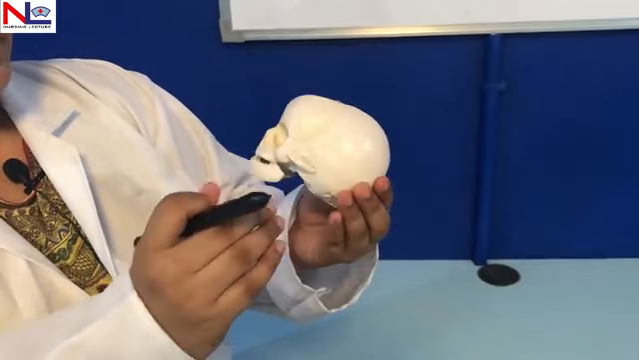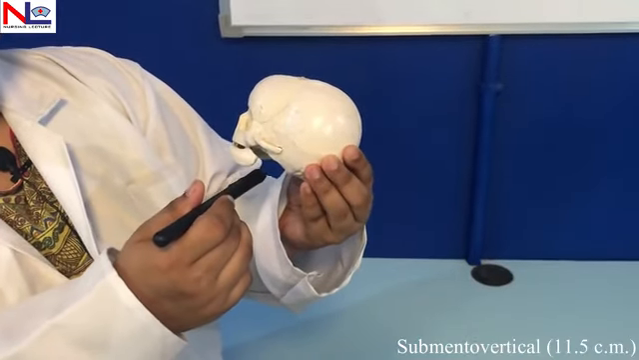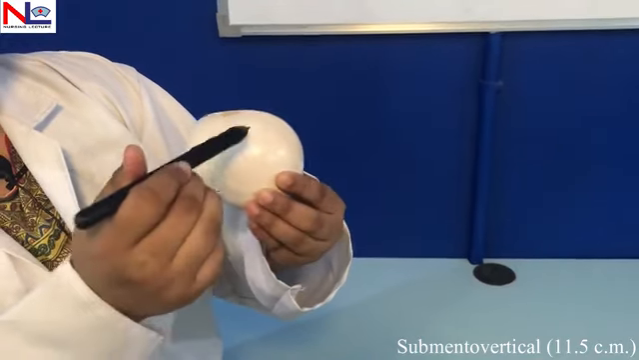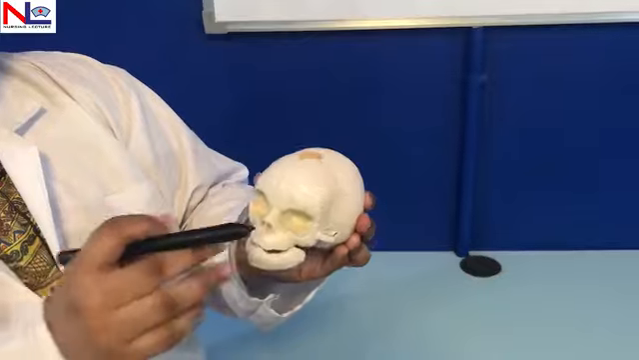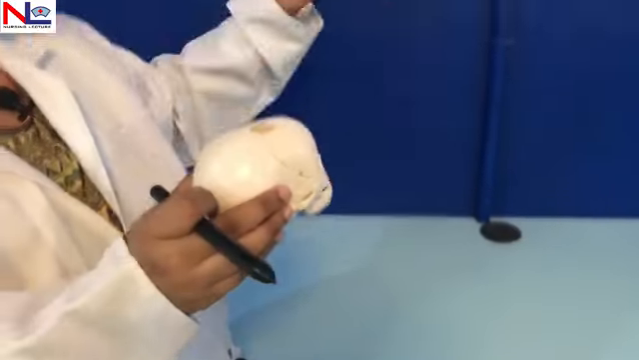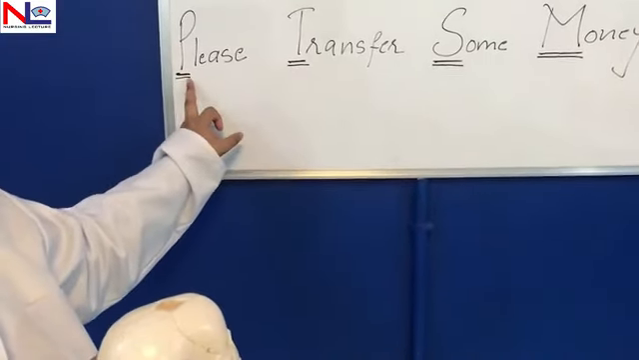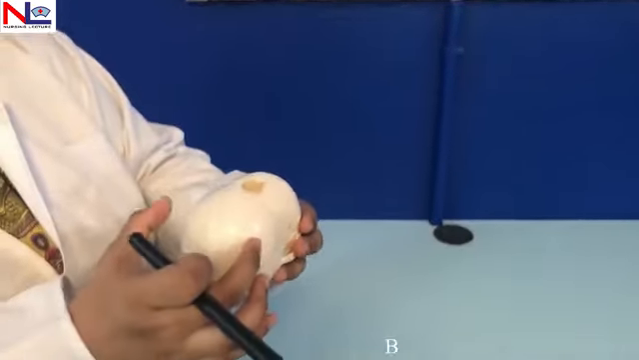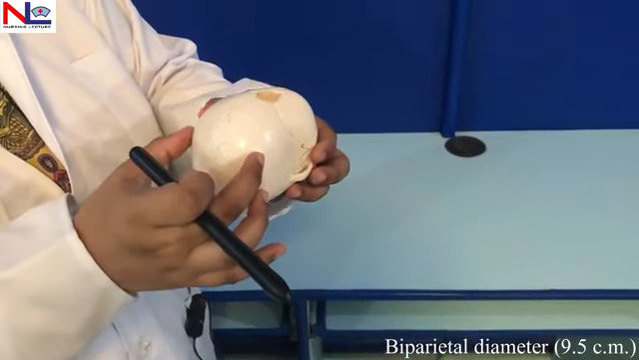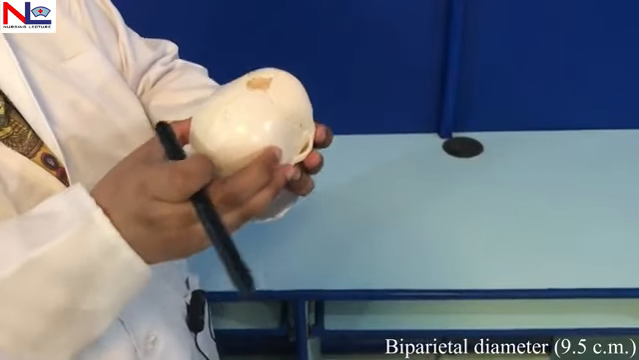And the third S denotes the submento-vertex, that is the point from where the chin joins the neck till the highest point of the vertex. So this submento-vertex is about 11.5 centimeter. So these six are the anterior posterior diameters. Next comes the transverse diameter, and for the transverse diameter the trick is please transfer some money. In that P indicates biparietal diameter, the distance between the two parietal eminences, and it is about 9.5 centimeter.